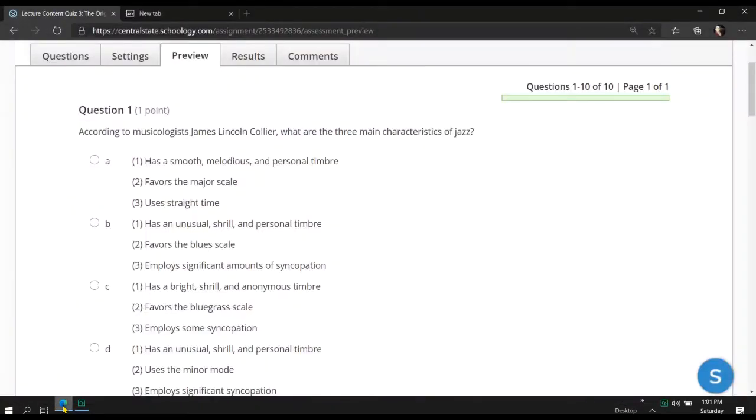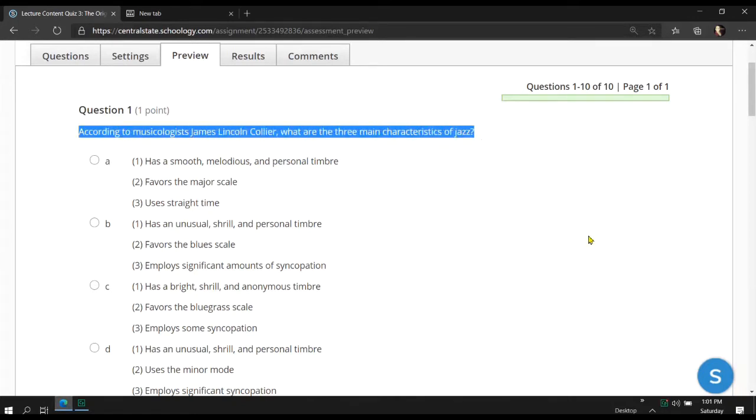This is the quiz that corresponds to the lecture called The Origin of Jazz. Check it out. According to musicologist James Lincoln Collier, what are the three main characteristics of jazz?